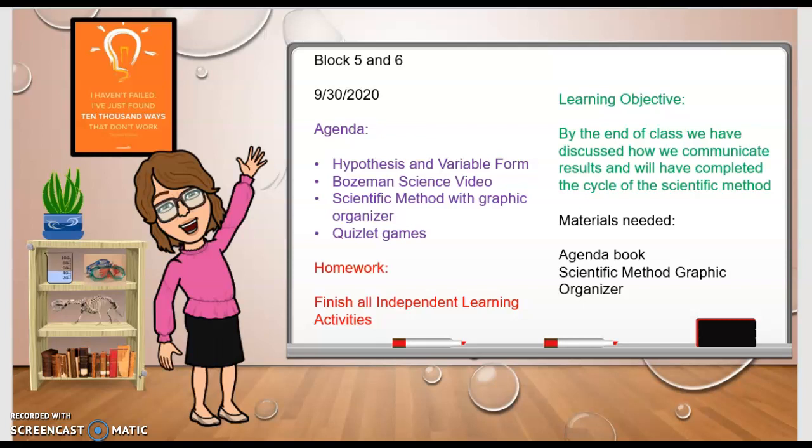Hello everyone, we are back for our last part of the scientific method. So we've already talked about identifying a problem, coming up with a research question, doing some background research and getting some background information, creating the hypothesis, doing the experiment, and while we're doing the experiment, making our observations. And now we have to talk about our conclusions and communicating our results, communicating our data.